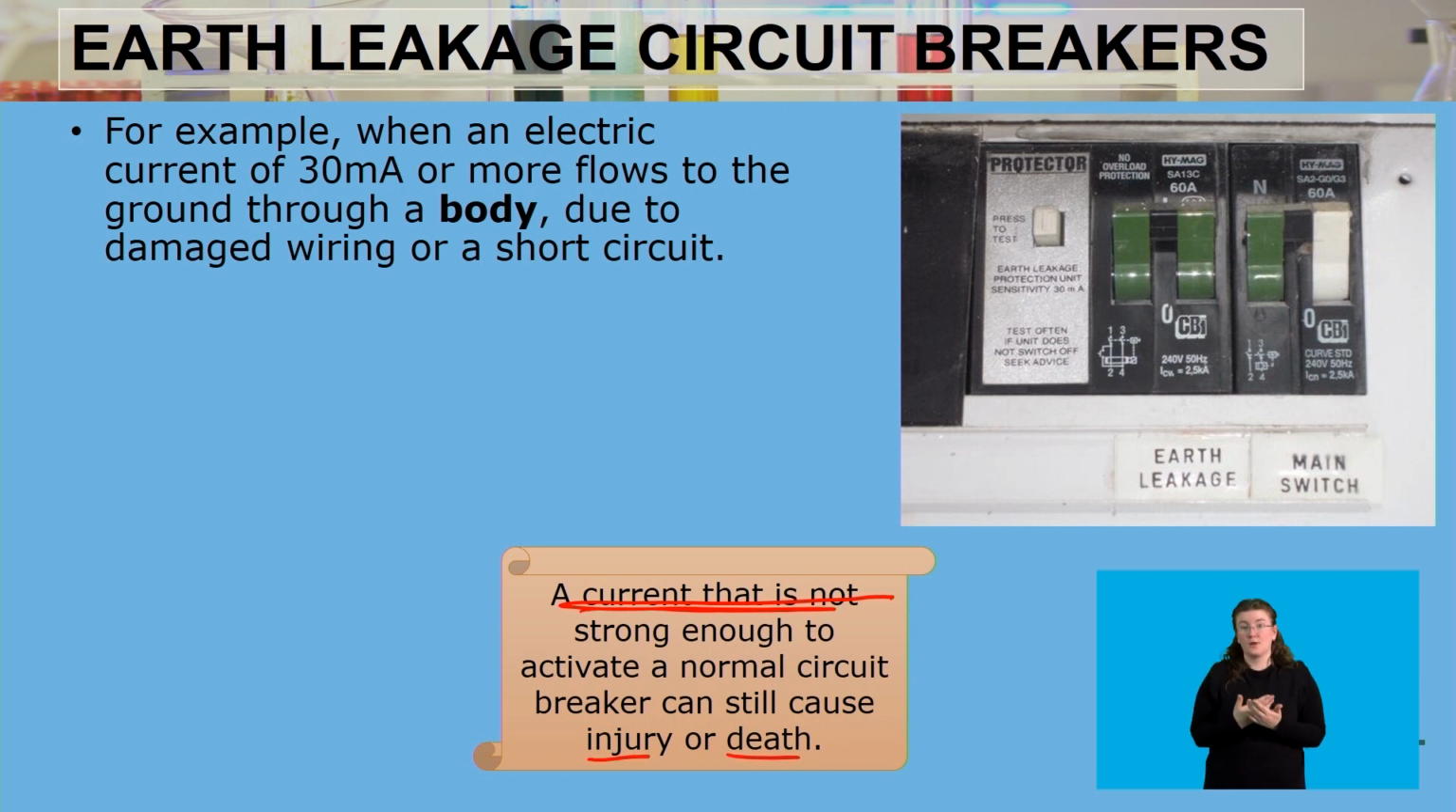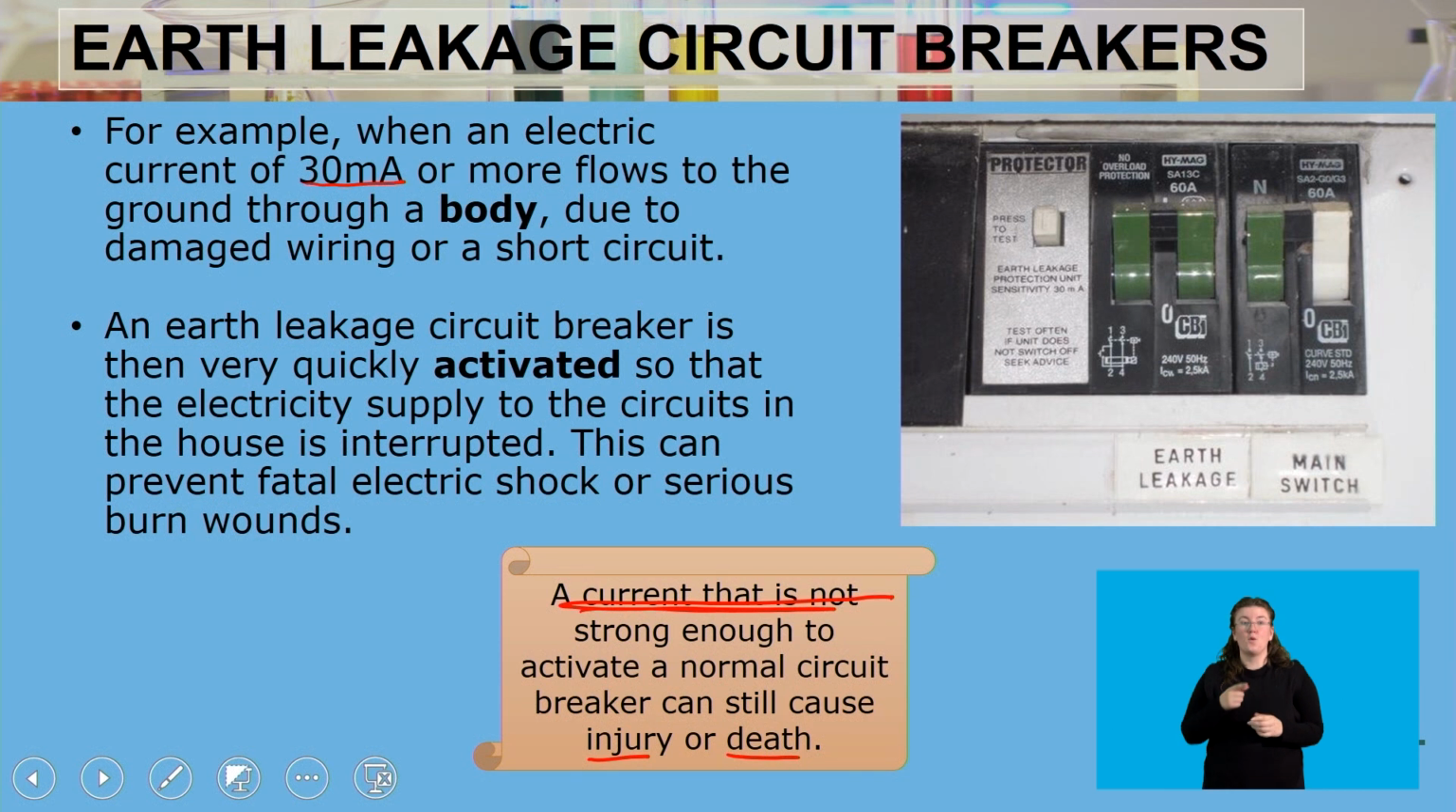What we're saying is, for example, when an electric current of 30 milliamperes or more flows to the ground through a body due to damaged wiring or a short circuit, an earth leakage circuit breaker is very quickly activated so that the electricity supply to the circuits in the house is interrupted. Remember, the earth leakage is used to safeguard humans against any electric shock.